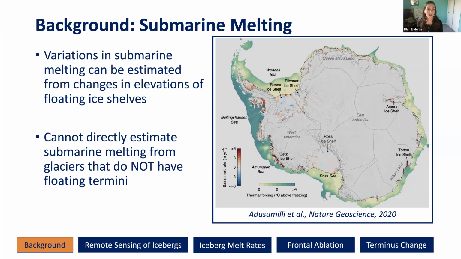We're really just stuck in Antarctica. And even in these places along the Western Peninsula, where Larsen A and Larsen B collapsed, we can't use it there either. Okay, so we can't really figure out what's going on with submarine melting in these places where we don't have floating termini.